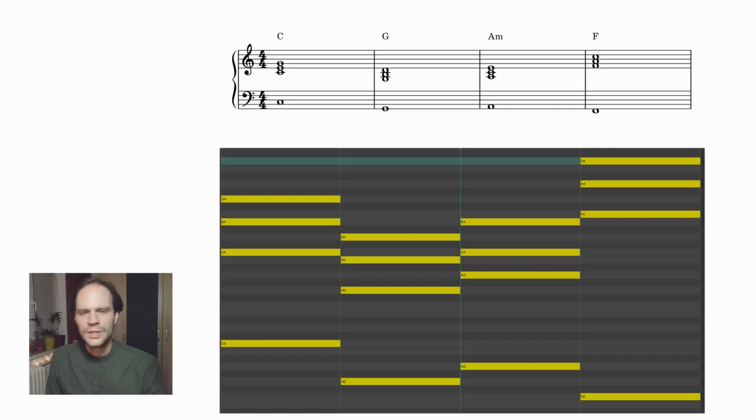Let's see if we can make this bass line a little bit smoother. Let's leave the first chord as is, so we will leave the C in the bass. But let's take a closer look at our next chord, which is the G major. We can see that it has a G, a B, and a D.